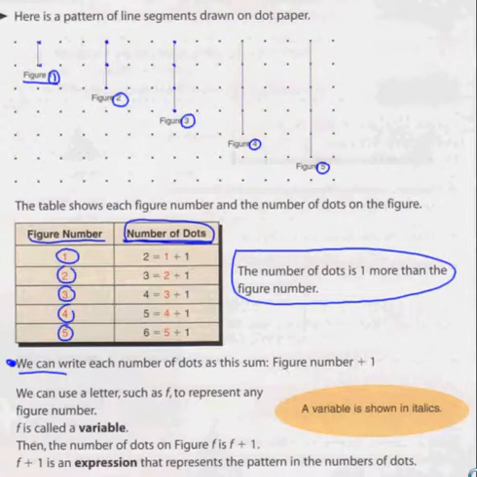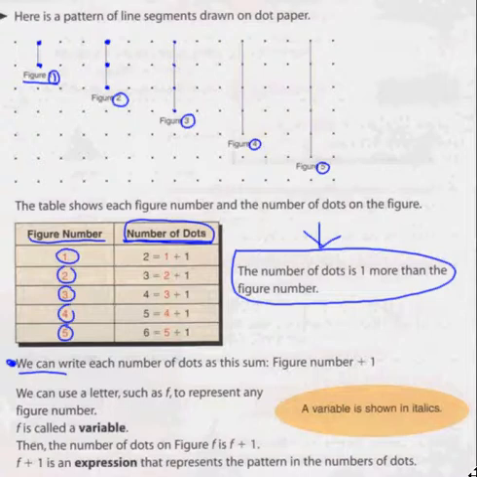Okay, let's just check out that statement. Go back to figure 1. How many dots in figure 1? Well, there's 2 dots. How many dots in figure 2? There's 3 dots. And it continues on. Figure 3 has 4 dots. Figure 4 has 5 dots. Figure 5 has 6 dots. Okay, so this is a true statement. What they're writing here is true. They're not trying to trick you or anything like that.